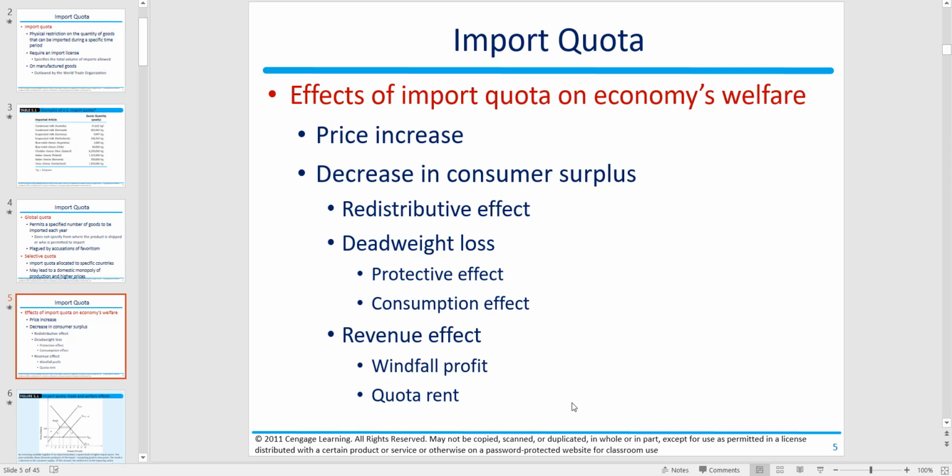The revenue effect is going to be in the form of a rent, a license that is auctioned to the importers. So there's going to be a bidding. The different companies interested in importing that good are going to bid to have a license to import those goods, and whatever price they pay becomes a government revenue because that money goes to the government as a form of fiscal revenue.